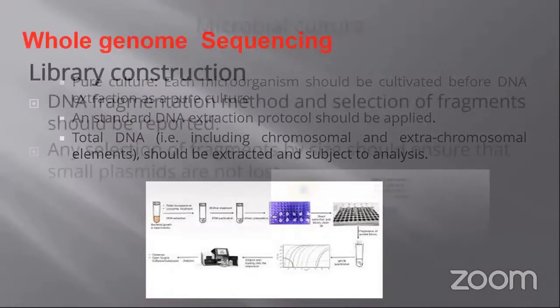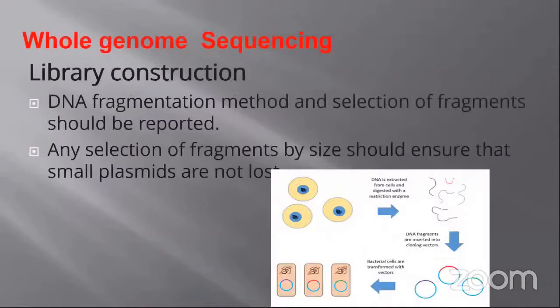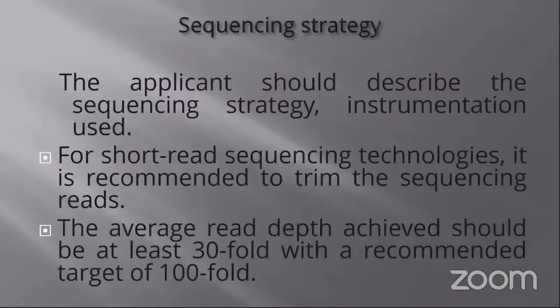Whole genome sequencing step. The second step is library construction. DNA fragmentation method and selection of fragments should be reported. Any selection of fragments by size should ensure that small plasmids are not lost. The applicant should describe the sequencing strategy and instrumentation used. For short read sequencing technologies, it is recommended to trim the sequencing reads. The average read depth achieved should be at least 30-fold with the recommended target of 100-fold.